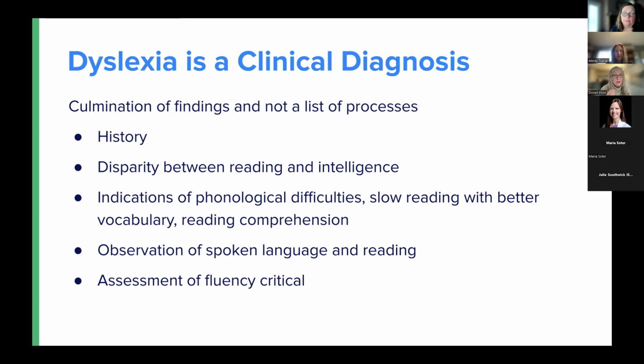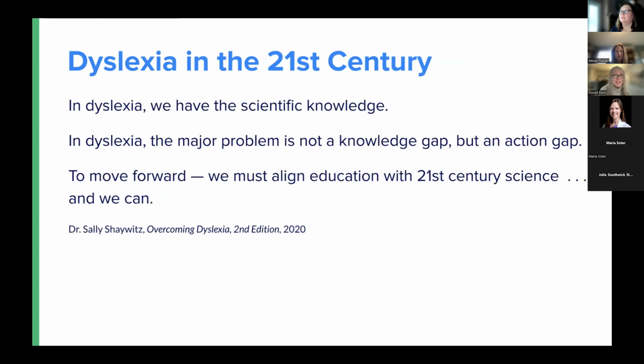So you're going to take a look at what the spoken language looks like in addition to looking at the reading. It's watching the student do the things. And this assessment of fluency is critical. How well does this student do these activities? The automaticity to it. So dyslexia in the 21st century, these are the things we want folks to know.